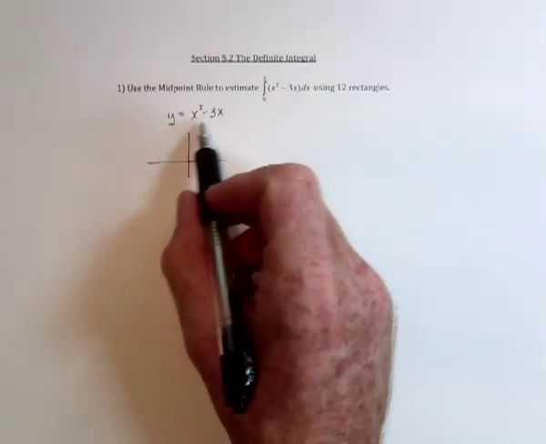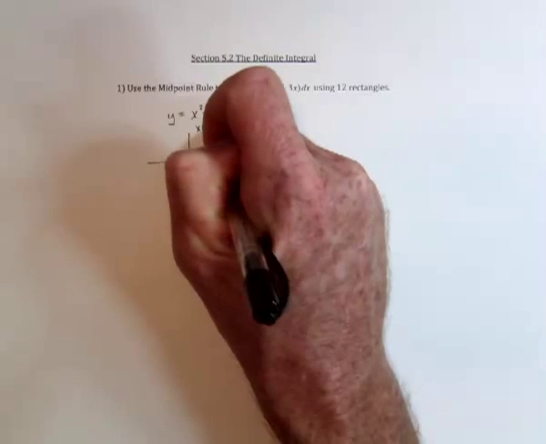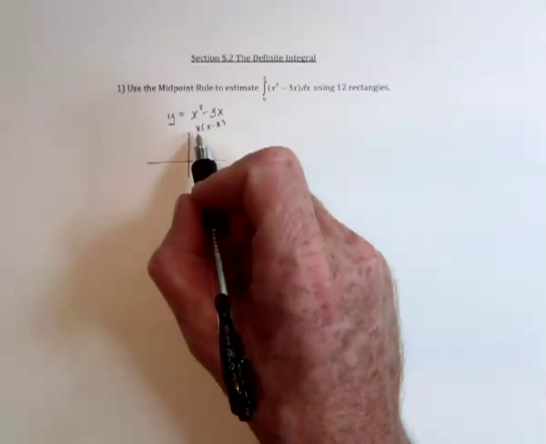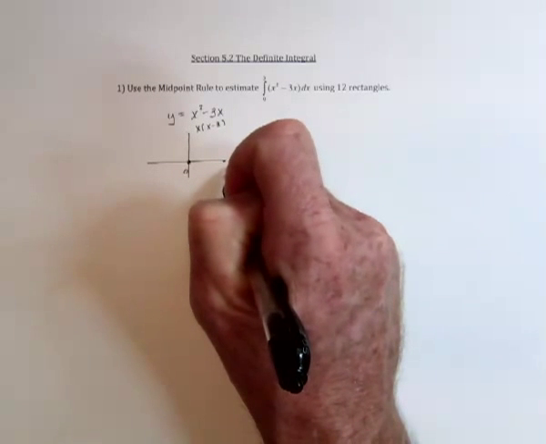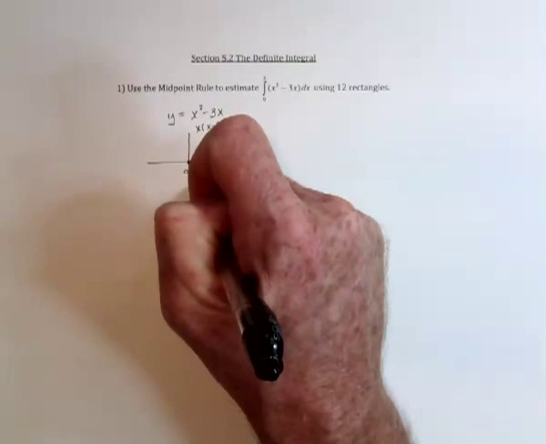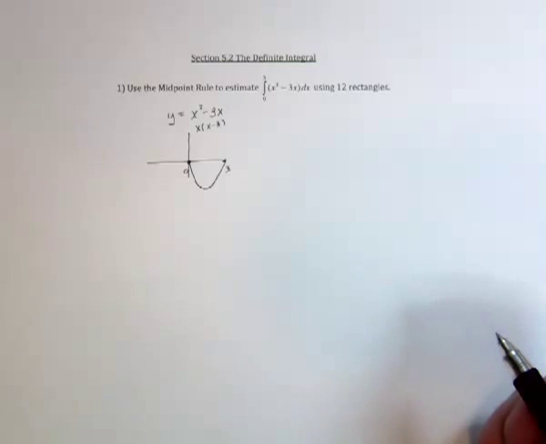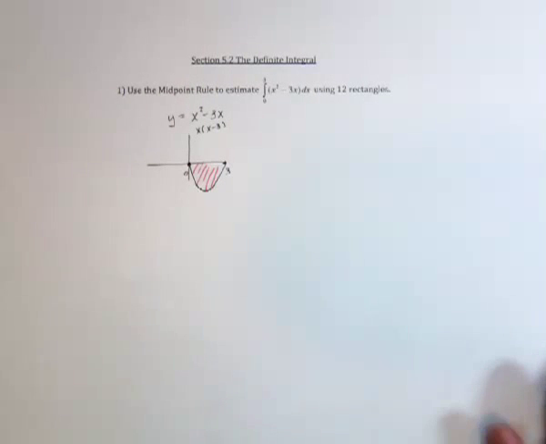then if you factor that, it would be x times x minus 3. And so if you set it equal to 0, you'd get that x equals 0 and x equals 3. And because it's y equals x squared, it's a parabola that's opening up with the vertex at 1.5. And then find this area in here. That's what this means. Find the area between the function and the x-axis.